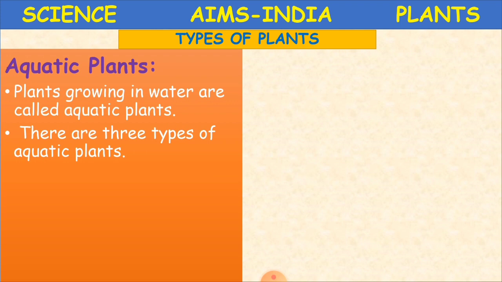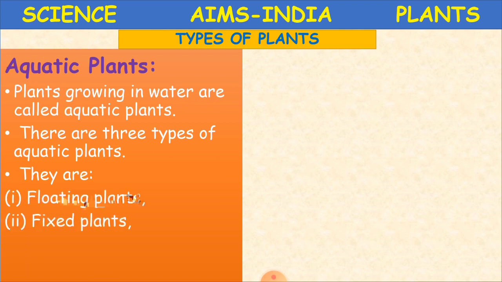So until now we learned that plants grow in terrestrial areas, that is on the surface of the land, then in the deserts, in mountains, hills, and now we are talking about plants which grow in water. Okay children? So plants growing in water are called what? They are called aquatic plants. There are three types of aquatic plants. What are they? They are floating plants, fixed plants, underwater plants.